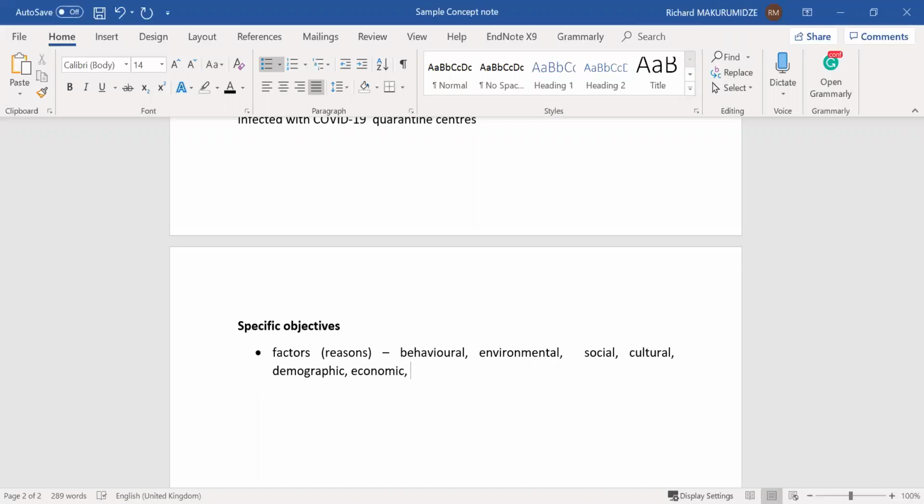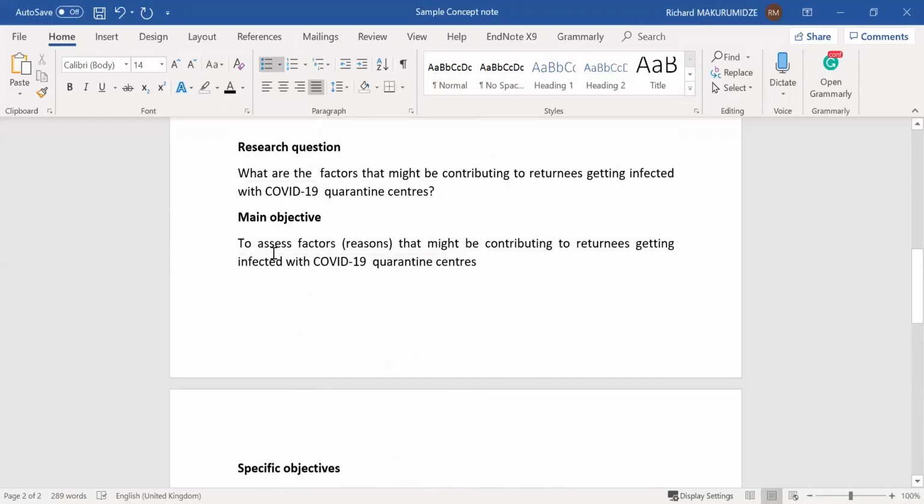Maybe people need to survive in those quarantine centers, and as part of their survival you need to assess the economic area, which might be pushing these people. But in the long run, they end up getting COVID. So remember, you break down your factors, whatever they are.